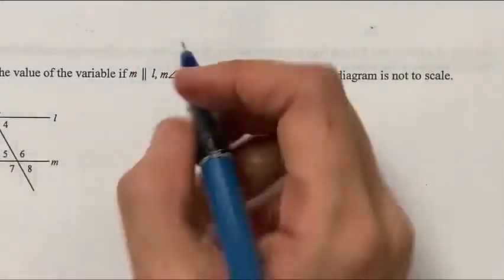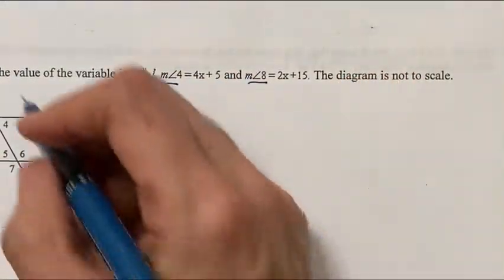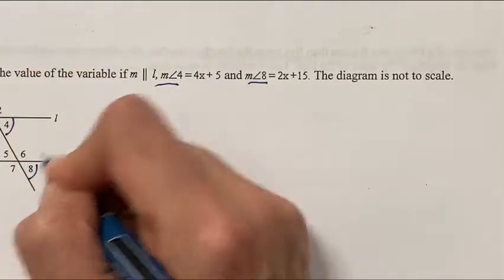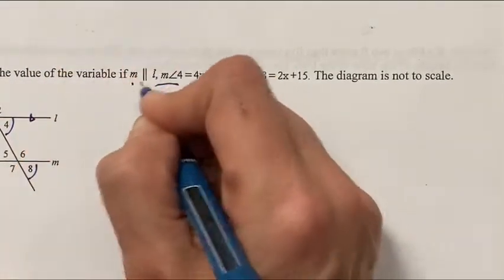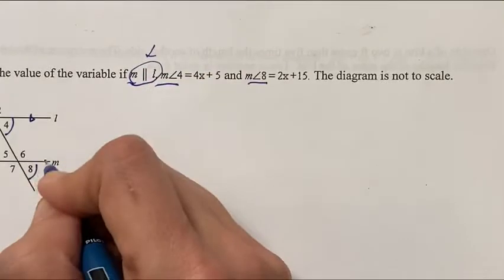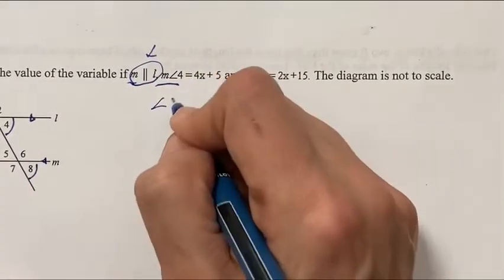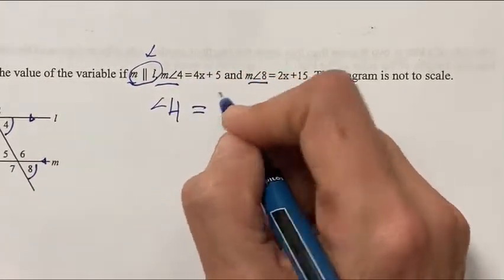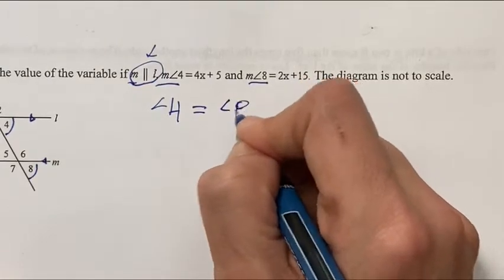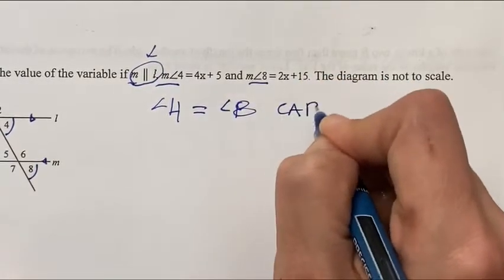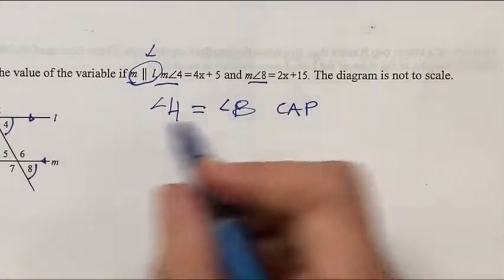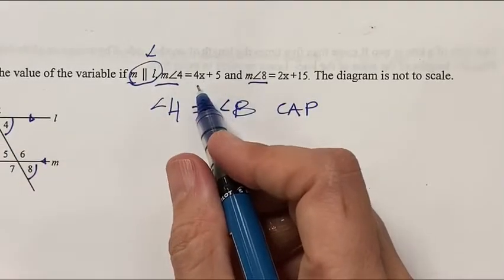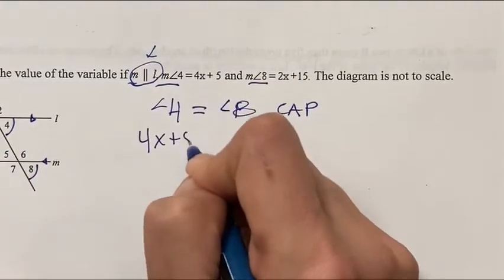Oh, this one's a blast from the past. It says angle 4 and angle 8. What would they need to be in order for these to be parallel? That's a parallel sign. So those are considered corresponding. So if those are parallel, for them to be parallel, angle 4 has to be equal to angle 8 because of the corresponding angle theorem. So let's set them equal to each other.